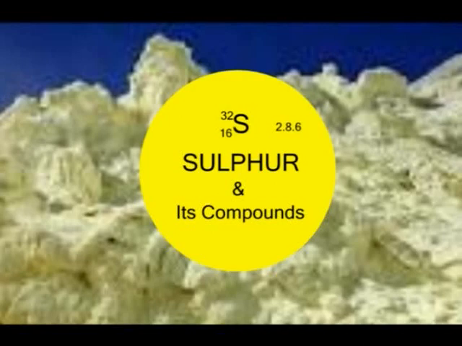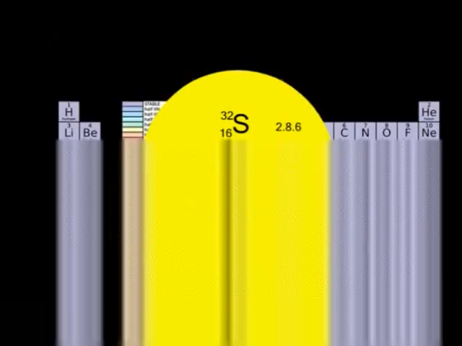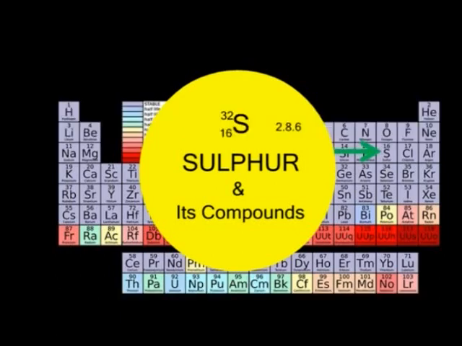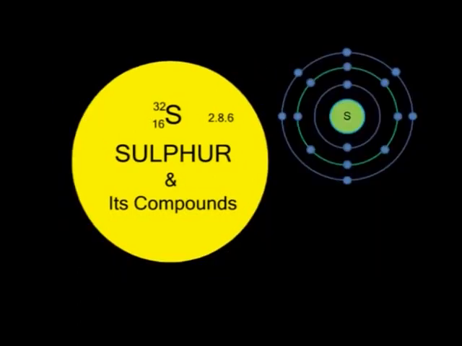With atomic number 16 and period 3 in the table, sulfur has an electron configuration of 2, 8, 6 and a mass number of 32. Most common valence is 2, but rarely 6 when it combines with electronegative elements, for example, oxygen and fluorine.